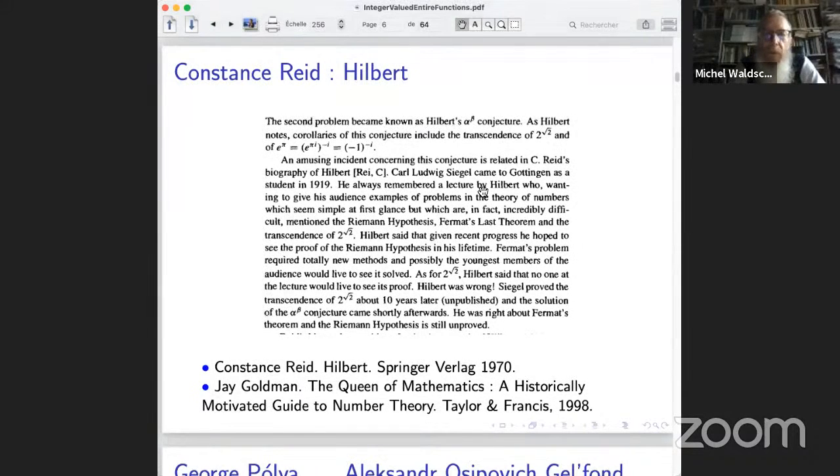As for 2 to the power square root of 2, Hilbert said that no one at the lecture would live to see the proof. So it was more or less the opposite which occurred. The youngest member of the audience was Siegel, probably one of the youngest, and he contributed to the solution of the Hilbert seventh problem and to the transcendence of 2 to the power square root of 2. For Fermat's problem, the solution was given once everybody in the audience of this lecture had passed away. And as you know, for the Riemann hypothesis, we are still waiting.